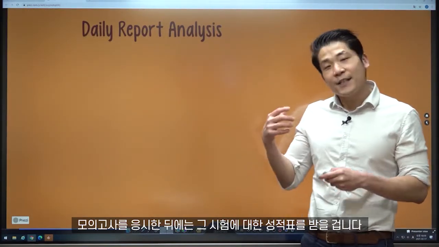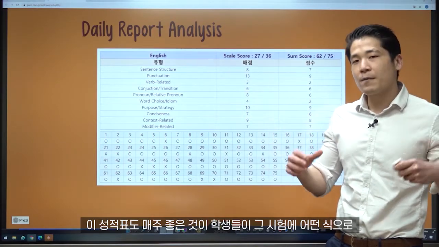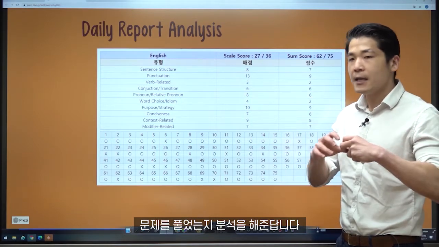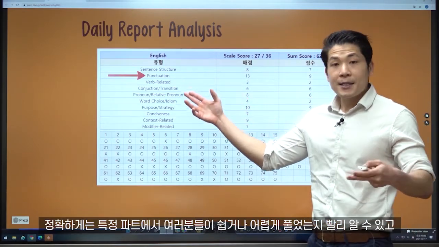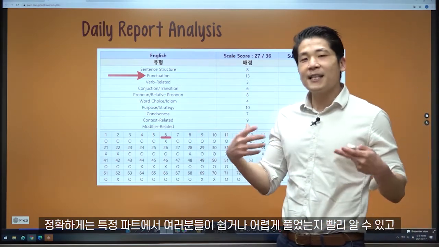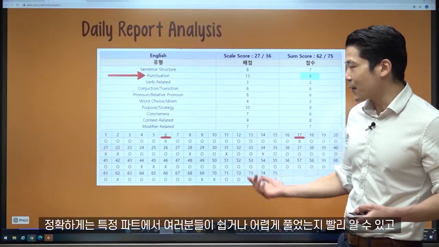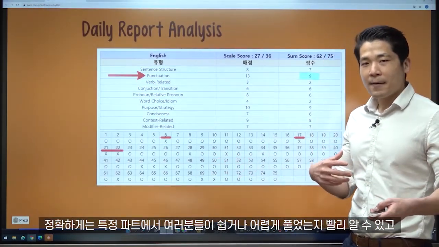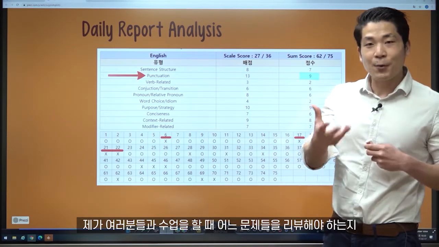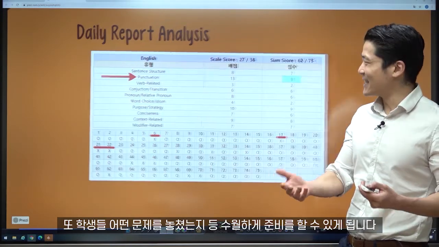Now, after you take your mock exam, you'll be getting a daily report. This daily report is wonderful because it really breaks down how you did on a particular test. It'll show you certain concepts that you might have struggled with, and it'll help you to easily and quickly identify the question types or the question numbers that you got wrong. That'll help speed up the process when I get ready to work with you, review, and explain the answers that you missed.